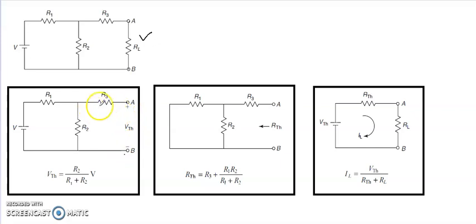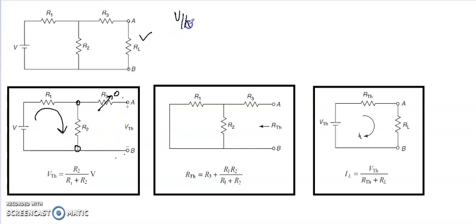Now how to find VTH? VTH is the voltage across these two terminals. We know that the current flows like this. There is no current in this branch, since it's open circuited here. Therefore, we can find the voltage across this resistor, and it will give the VTH.